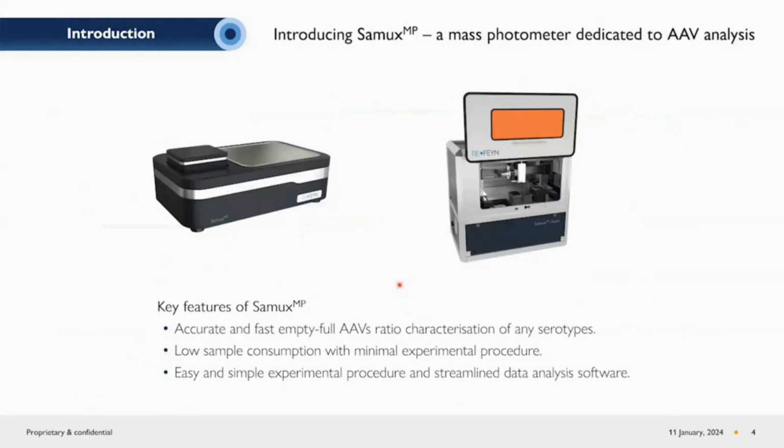The SAMOX MP, the system that I highlighted before, comes in a manual fashion, where it is manually operated by the end user, or it can come in an automated fashion where the user has the ability to run 24 measurements operator-free, fully automated without any user interference. Both the manual and automated SAMOX provide an accurate and fast empty-full AAV characterization of any serotype within minutes, requiring a very low amount of sample. Usually we need 10 microliters at 10 to the 11 particles per ml. It is very simple and easy to use, and we have a very streamlined data analysis software, which makes the whole user interface very friendly as well.